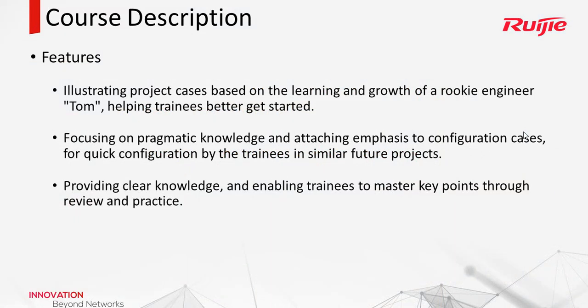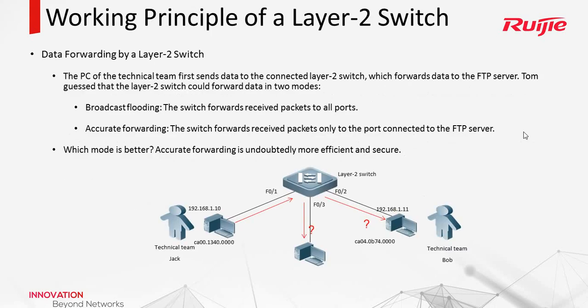As you know, this course is aimed to train new engineers and help them grasp the basic network technology. Last course we talked about ARP technology. We know Jack's PC will send an ARP request to Bob's server, and Bob's server will reply with the ARP packet to Jack's PC. Then they will learn each other's MAC address. So today we need to talk about what the switch does.